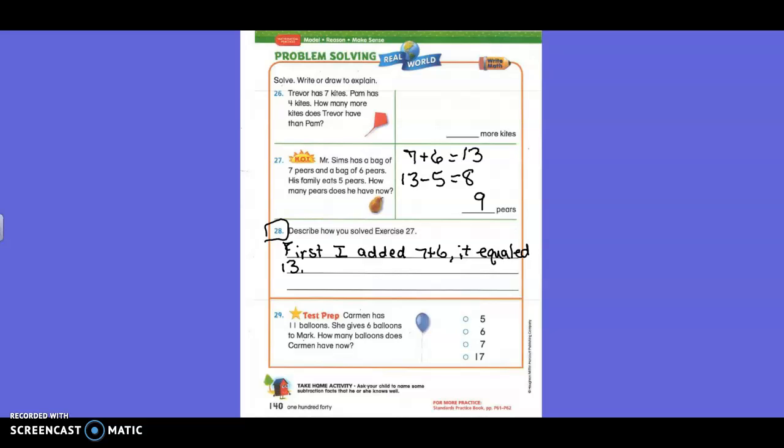Okay, what was the second thing we did? We first added 7 plus 6 and it equaled 13. What was the second thing we did after that? Because we know that the family ate 5 pears, so then we had to do what? 13 minus 5. Okay. Then I subtracted 13 minus 5. What did that equal? Chase? It equaled 8.